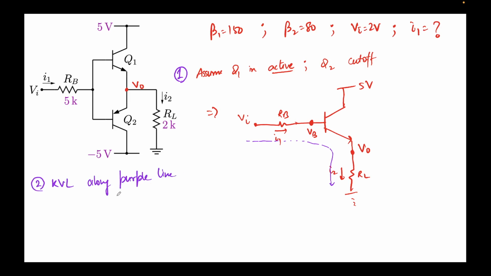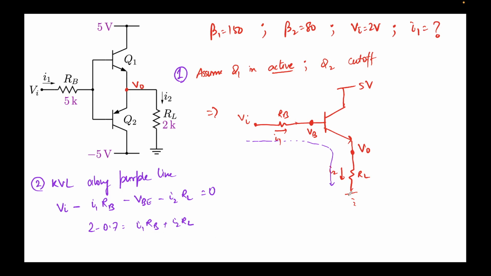If we do that, I can write VI minus I1 times RB, which is the drop here, minus VBE, which will be the drop here, minus I2 times RL, equal to 0. We know VI, and we know VBE, because we are assuming it is in active or saturation, whatever it is. This will be 0.7. So VI is 2 volts minus 0.7 equal to I1 times RB plus I2 times RL. Do we know the value of RL? Yes, we know the value of RL.